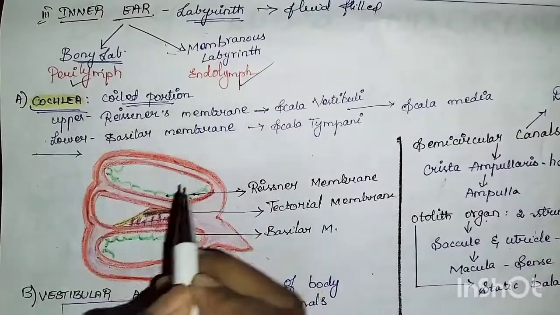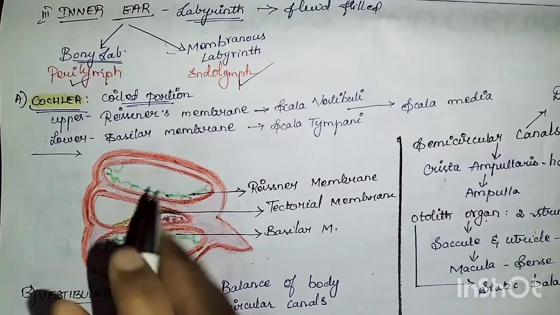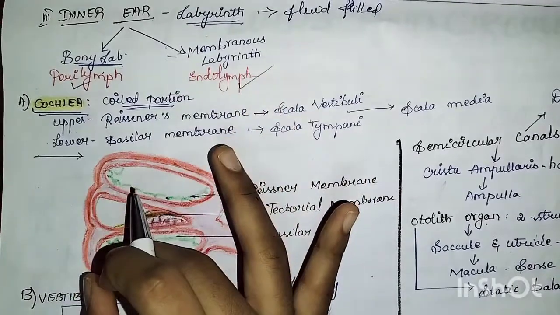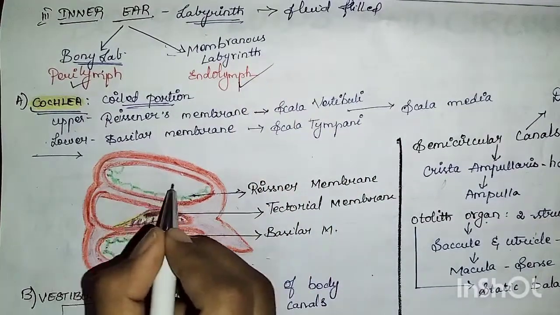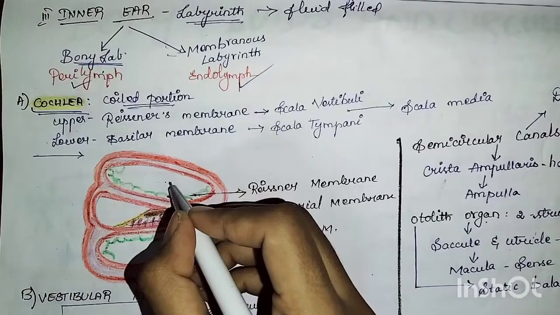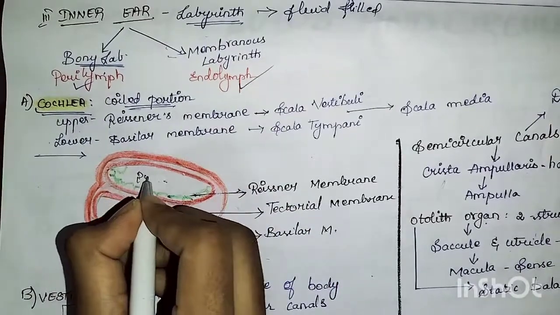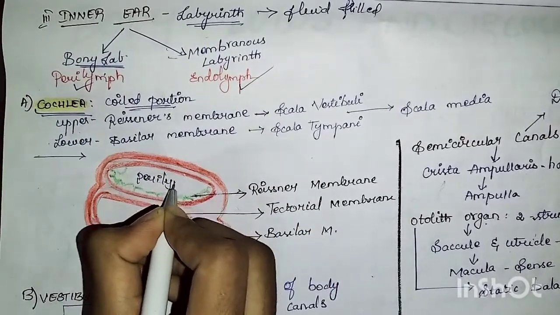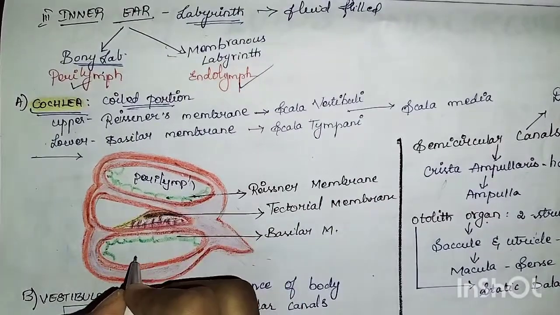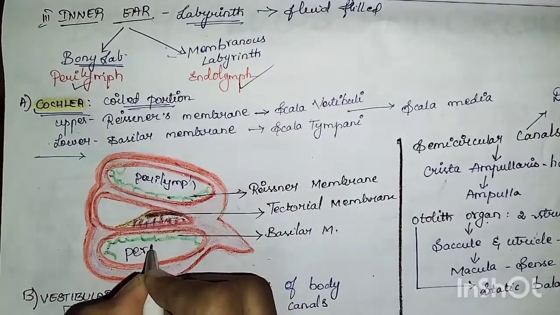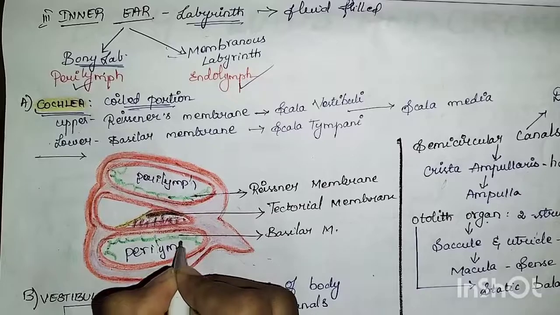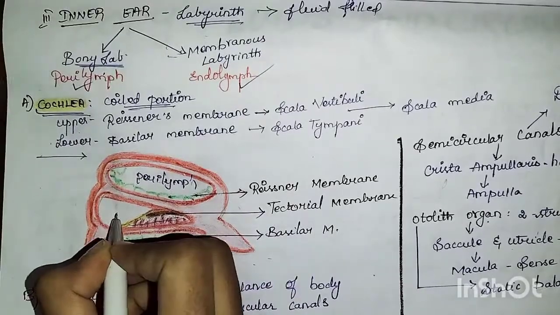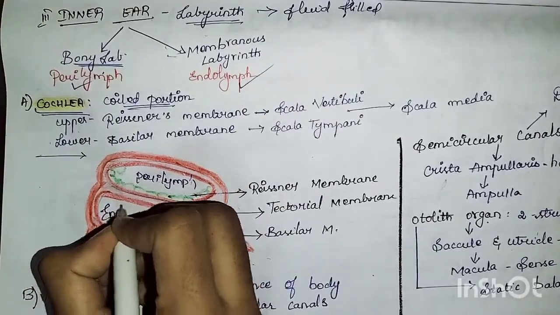So this cochlea divides into three regions. The upper one is composed of perilymph. This is perilymph and this is also perilymph. And this is composed of endolymph.